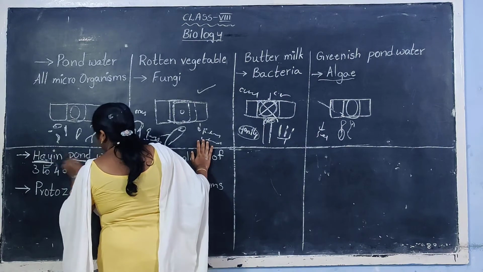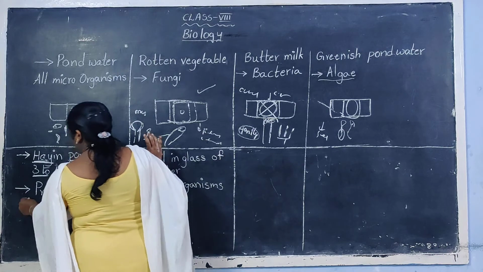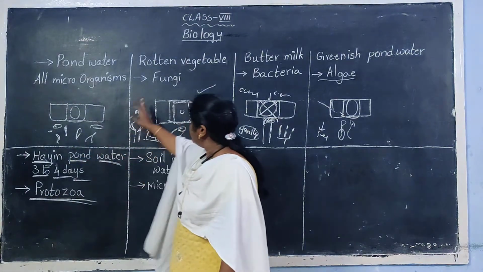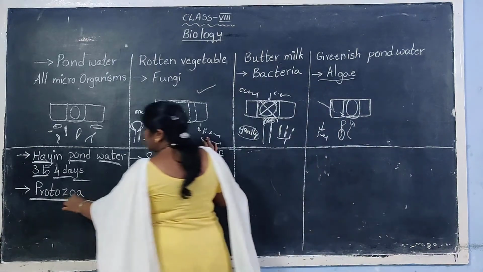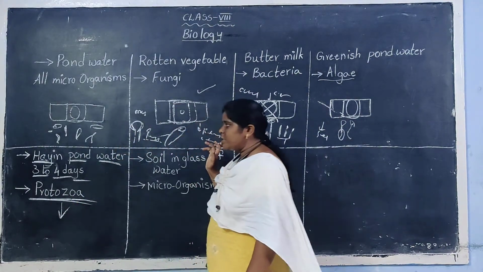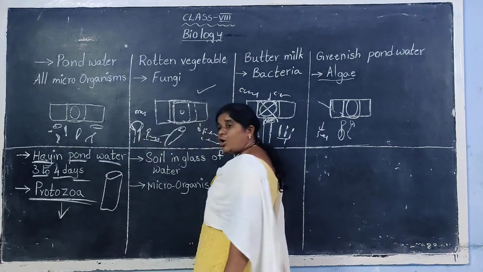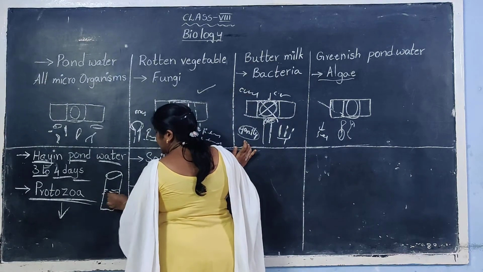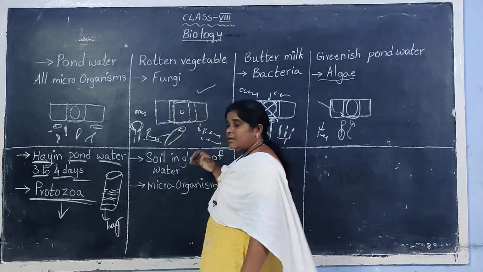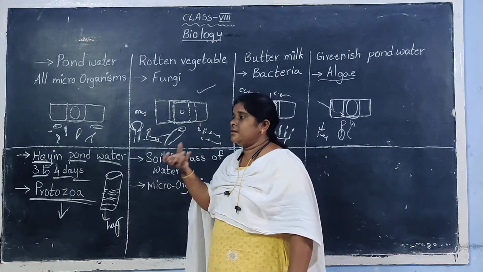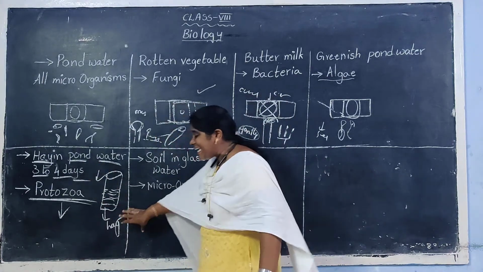And now when you want to observe protozoa, the first one is fungi, second one is bacteria, third one is algae, and the fourth one is protozoa. Fourth one is what? Protozoa. Take a glass of pond water. Which water? Pond water. Okay, in that glass of pond water, you have to mix hay. Hay and fodder. In Telugu we call it taunu. So that hay should be mixed in this.